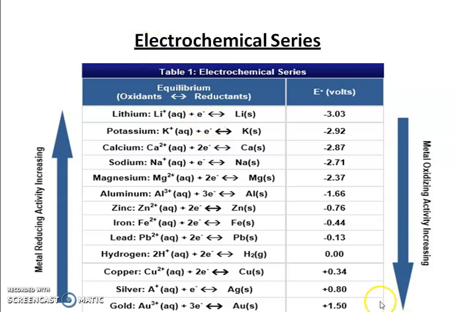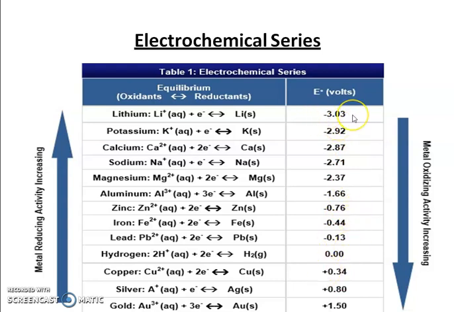From this series we can see that the standard hydrogen electrode has an electrode potential of 0. Some metals are placed above this SHE, and they have a negative reduction potential value. And some electrodes placed below SHE have a positive reduction potential value. This positive value is increasing as we go down, and this negative value is increasing as we go up.